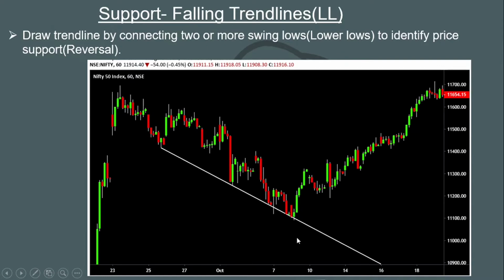In this case, we look for the green candle. So this is the green candle, and it touched the trend line and closed above it. We are buying above the high of the green candle. So our stop loss is just below the trend line.